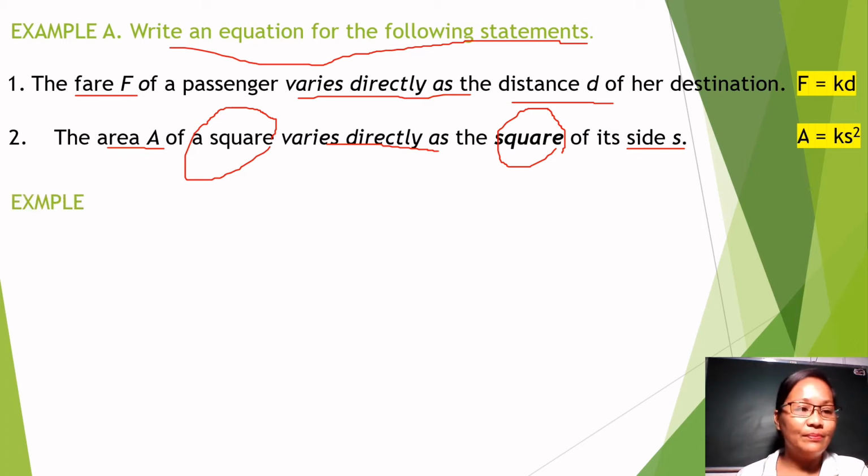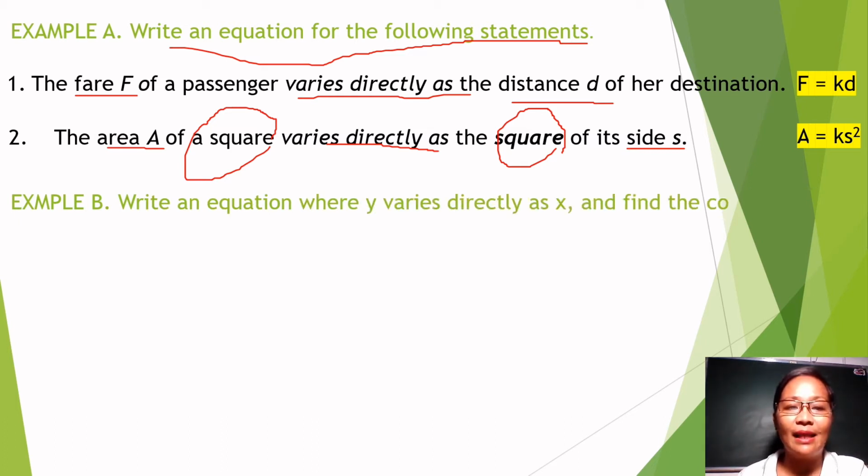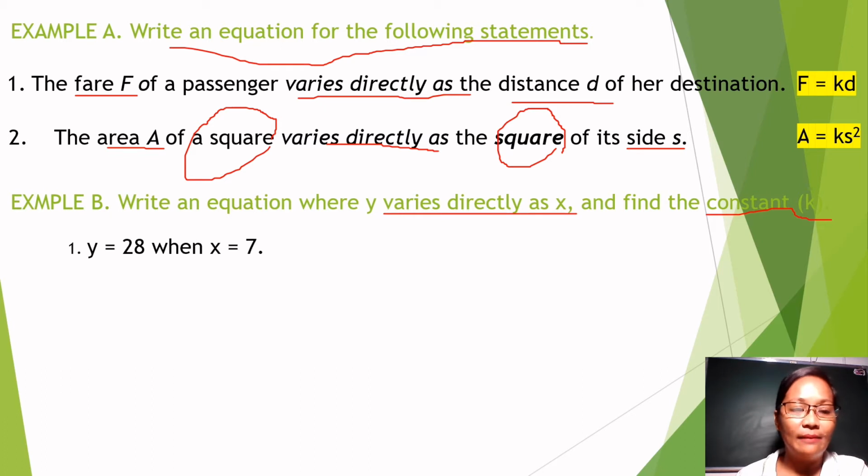Next example, example B, write an equation where y varies directly as x and find the constant k. Okay, how? So for example number 1, y is equal to 28 when x is equal to 7. So y and x, or the two variables, are already given. So we will write first our equation, which is y varies directly as x. So we have now y is equal to kx.